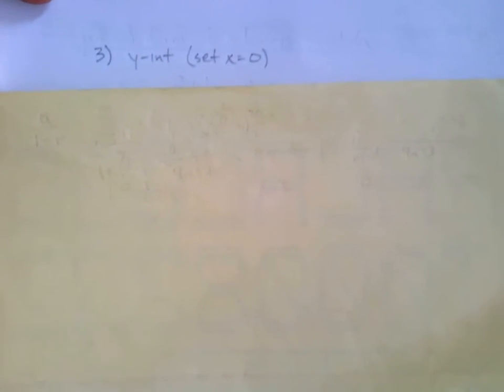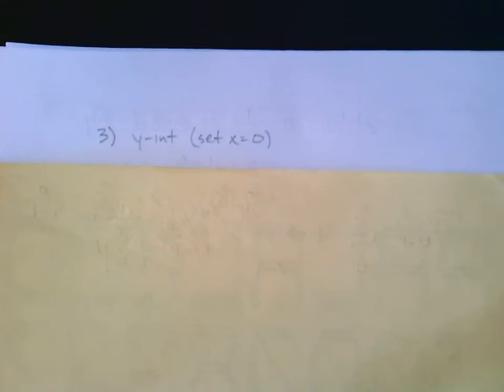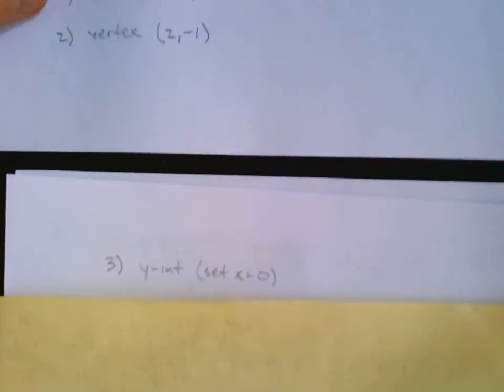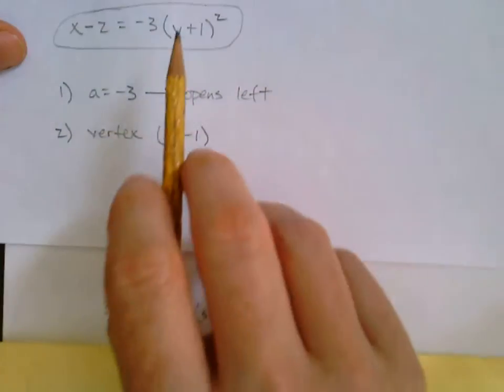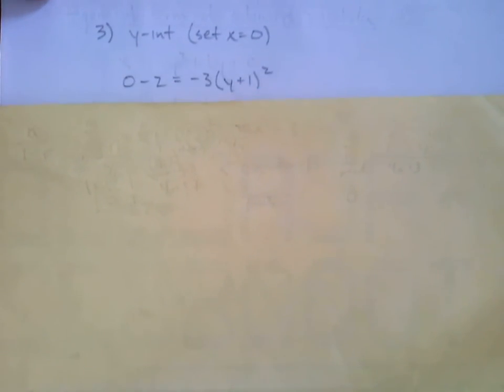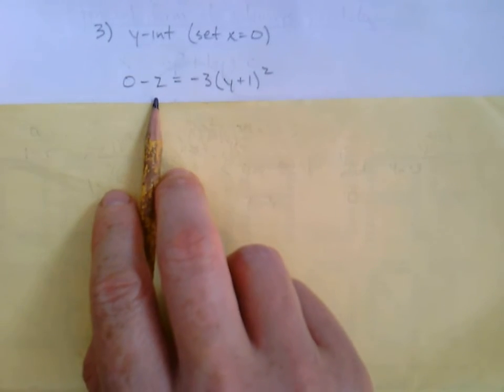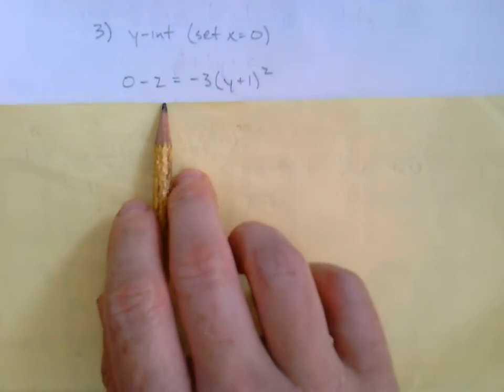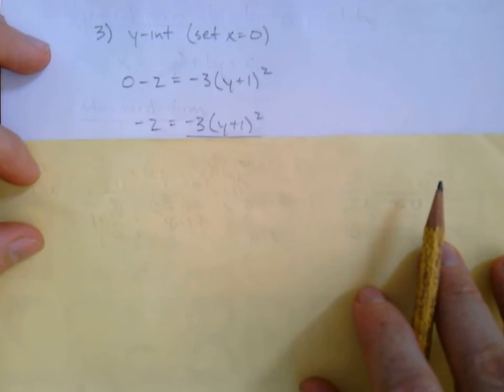Step 3, the y-intercepts. Okay, so we're going to set, let's see if we can get all this on the screen just for a moment, x equal to 0. So we're going to set x equal to 0. 0 minus 2 equals negative 3 times y plus 1 quantity squared. Well, the 0 minus 2 just gives you negative 2.